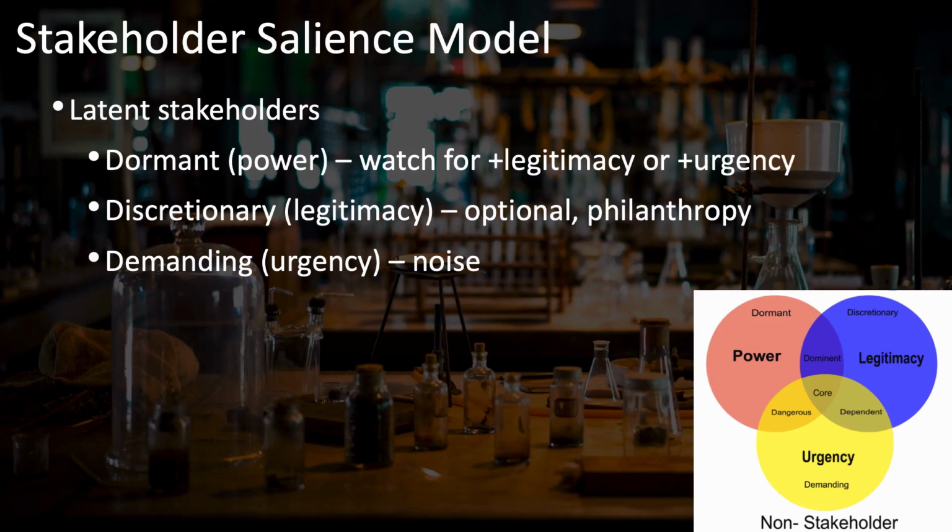The last type of latent stakeholder is the demanding stakeholder that has urgency, that is interest, but no power or legitimacy. Examples include stakeholders that make unreasonable requests or that protest your project, even though they don't really have a legitimate reason to be involved in the project.